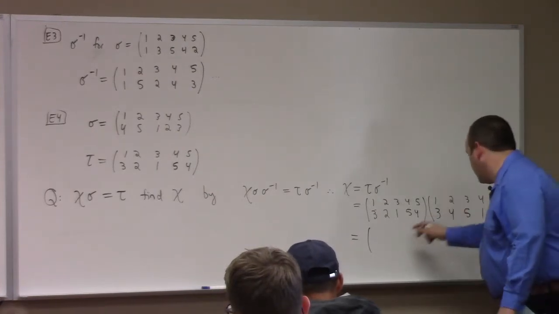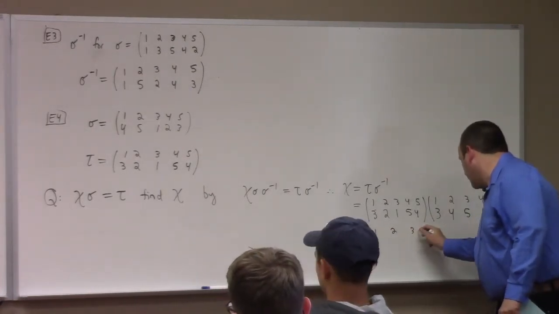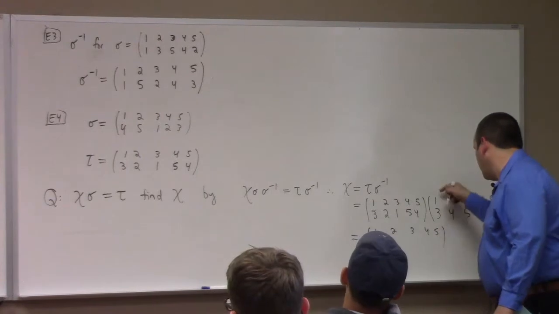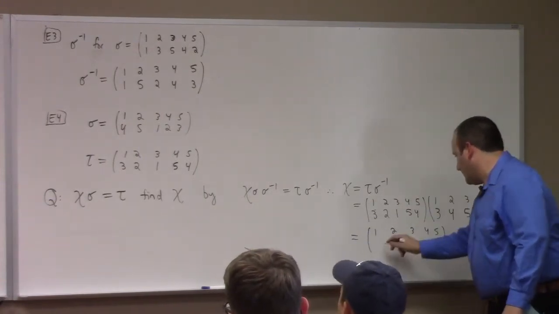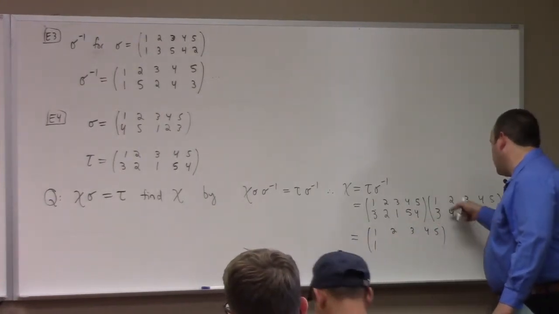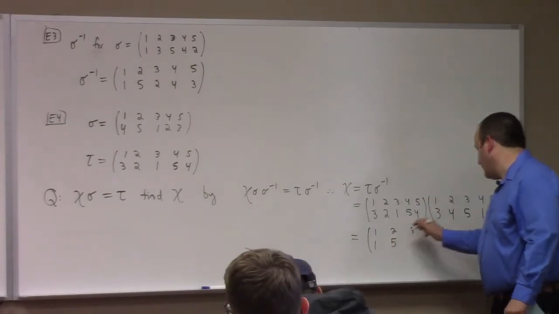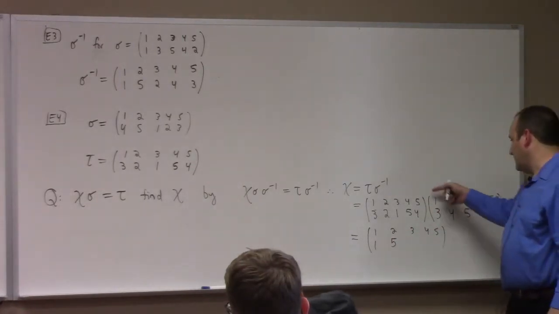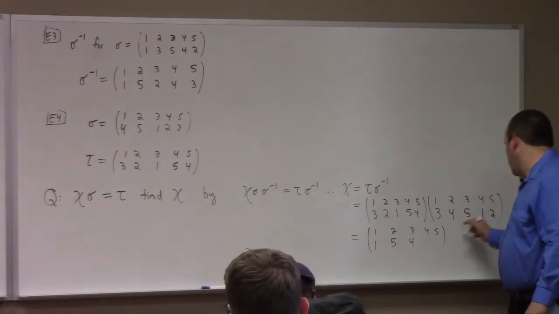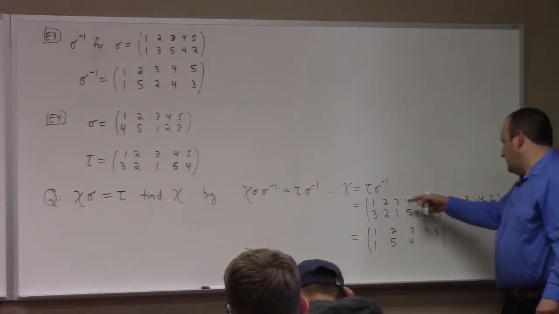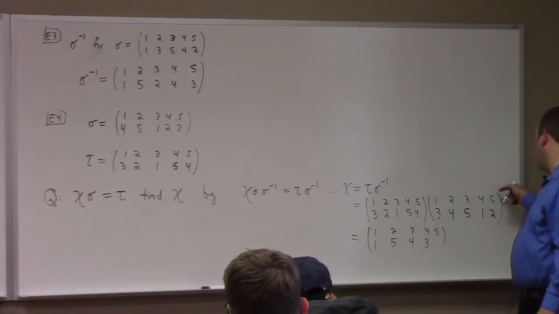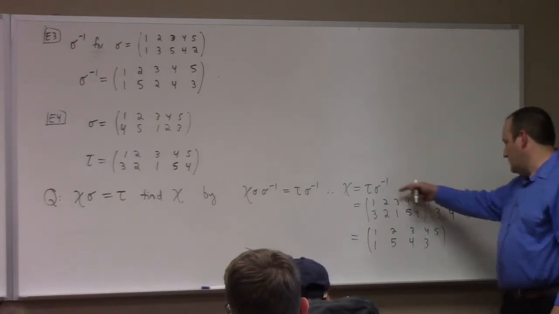Let's see here. 1, 2, 3, 4, 5. 1 goes to 3, 3 goes to 1. 2 goes to 4, 4 goes to 5. 3 goes to 5, 5 goes to 4. 4 goes to 1, 1 goes to 3. 5 goes to 2, 2 goes to 2.